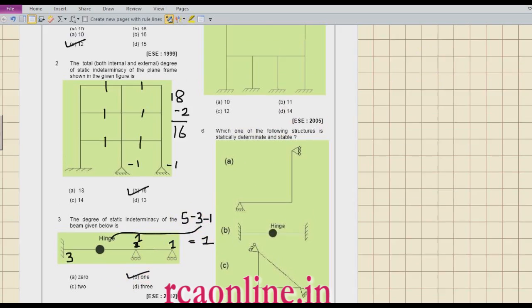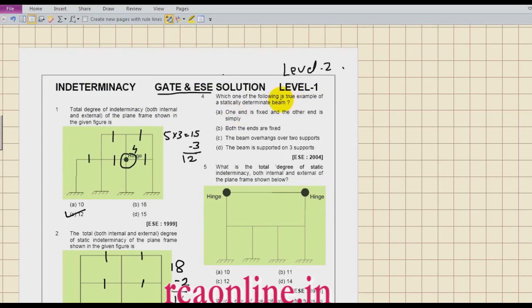Now come to the fourth problem. Which of the following is a true example of a static indeterminate beam? Let us take each one. One end is fixed and the other end is simply supported. So this is the beam. Both ends fixed. One, the beam overhang over 2 supports. Okay, the beam is supported on 3 supports.